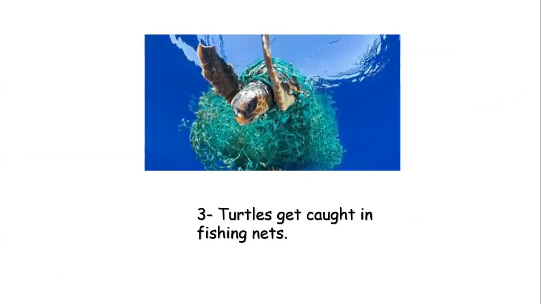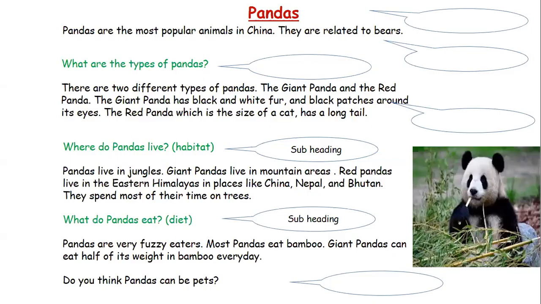Number 3, this is reason number 3. Turtles get caught in fishing nets. So the subheading says Turtles in Danger. So I have to find information about the reasons why these animals are considered in danger. I can never find information about their habitat, for example. Information has to be related to the subheading.